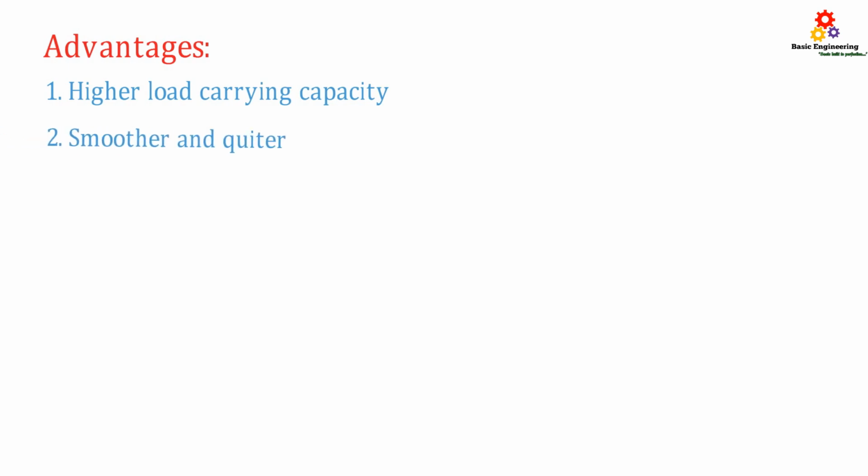Now let us see the advantages of helical gear. It has higher load carrying capacity. Helical gear operates smoother and quieter than spur gear. Wear and tear of helical gear is less. Due to constant meshing, velocity is constant at the output.